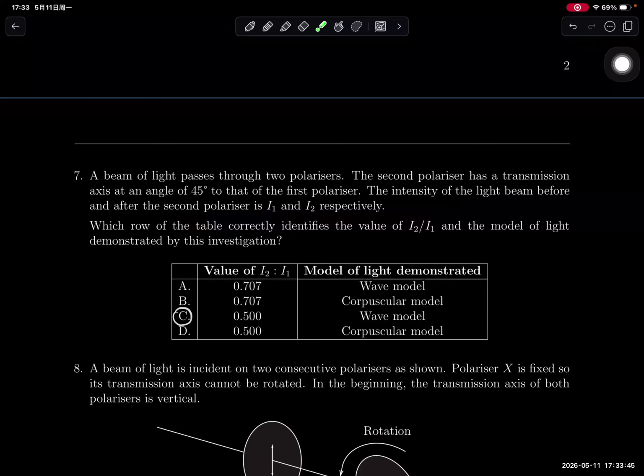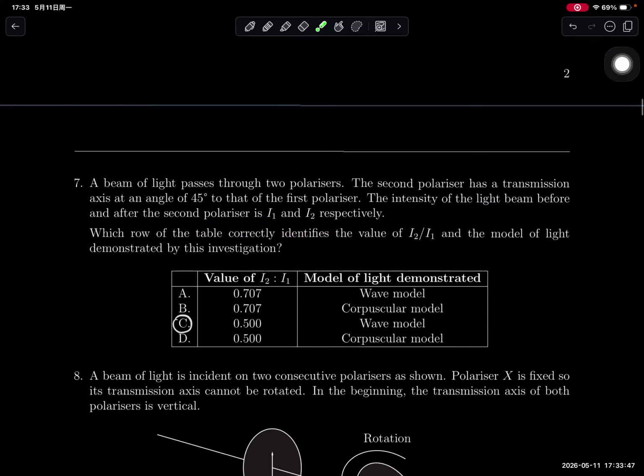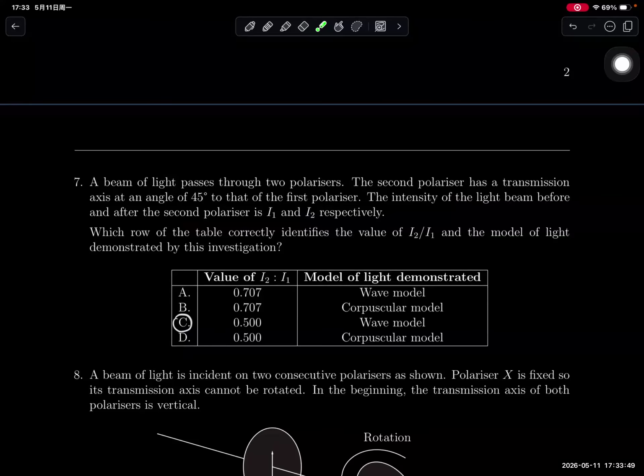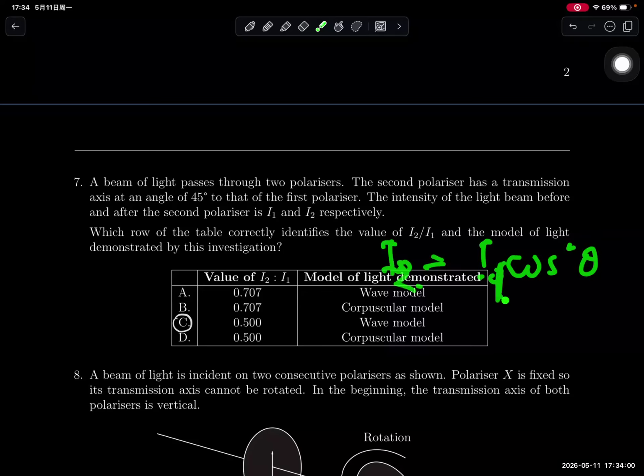So it's 45 degrees, right? So you just use cosine square 45. That's your original intensity computed to the second intensity. So I2 is equal to I1 times this. But cosine 45 is square root of 2 over 2, and squared it will be a half.